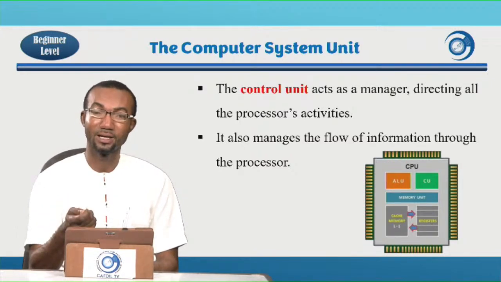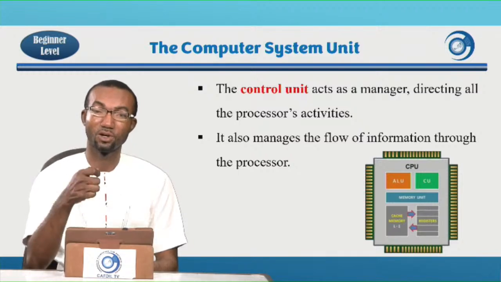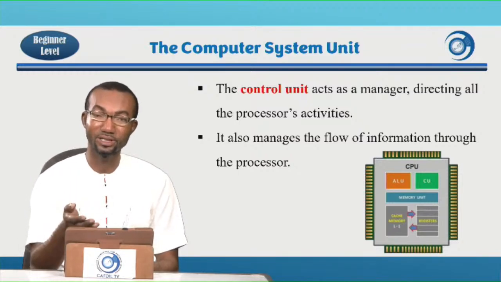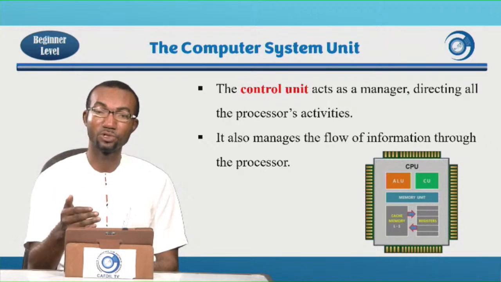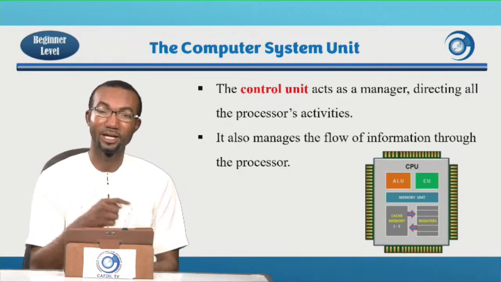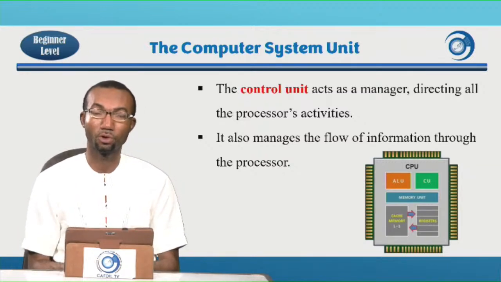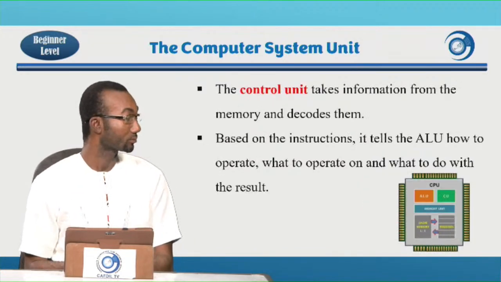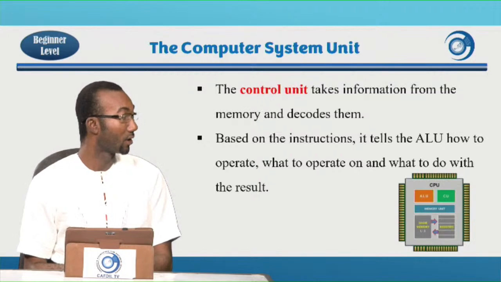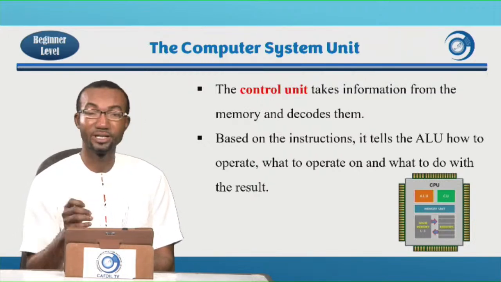Since the processor has multiple cores, one of the cores will get information or data, process it, release it to the RAM, and then another will enter. This systematic flow of information or data is done by the control unit. The control unit also takes information from the memory and decodes it.